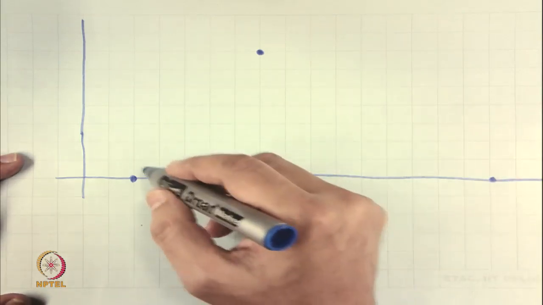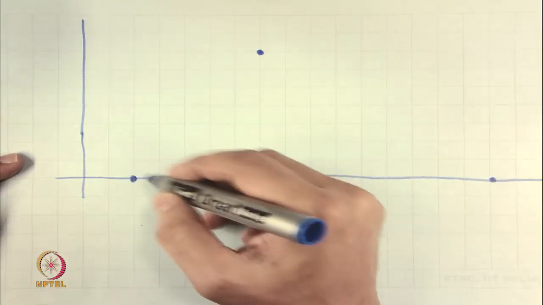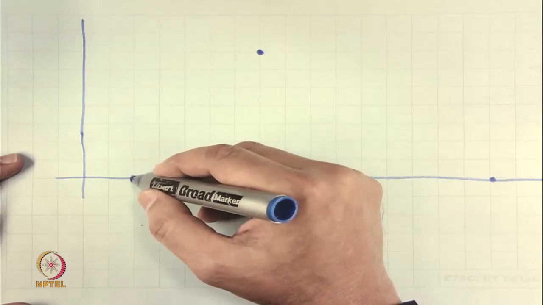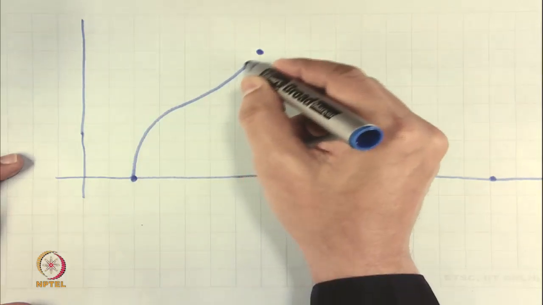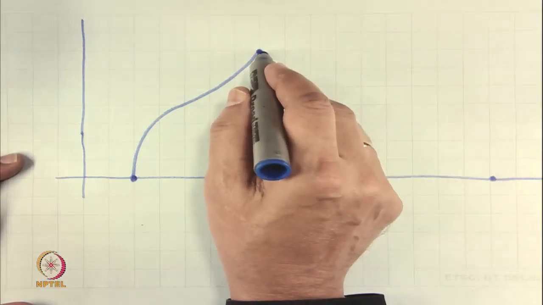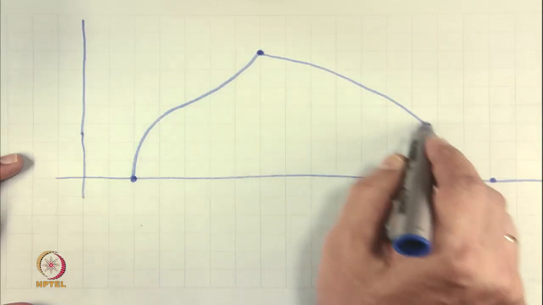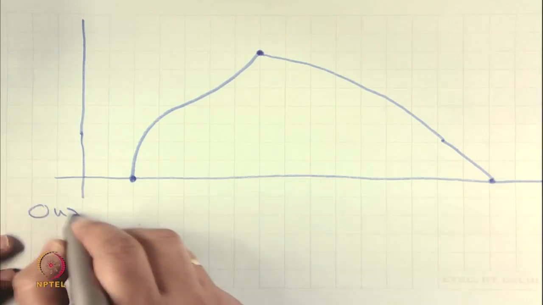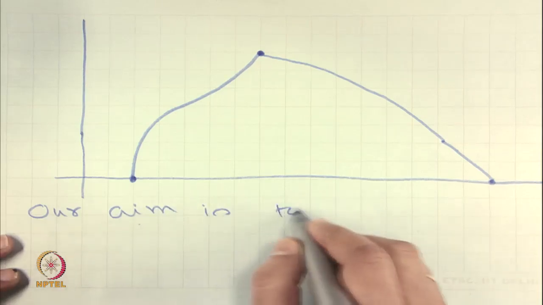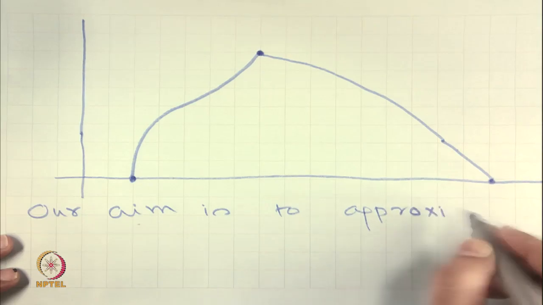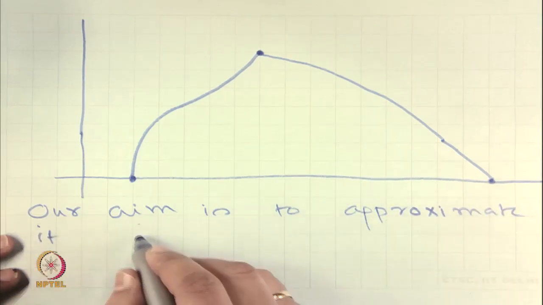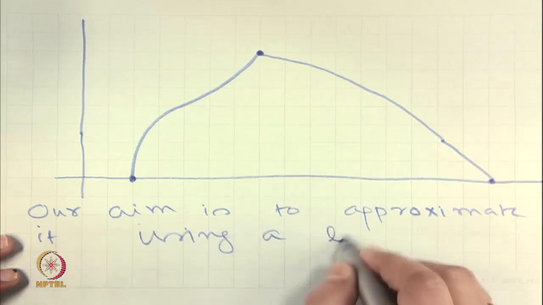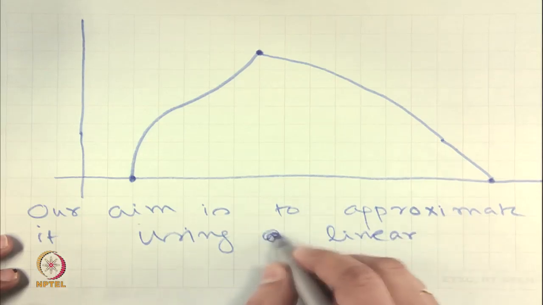But the problem is the Lx and Rx, instead of being linear, have a quadratic form or a combination of two different quadratic functions, as we have seen in our last class, that we have got something like this as the membership function for A star B. Our aim is to approximate it using a linear function or using linear functions.